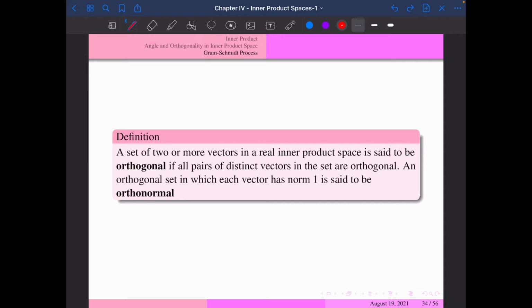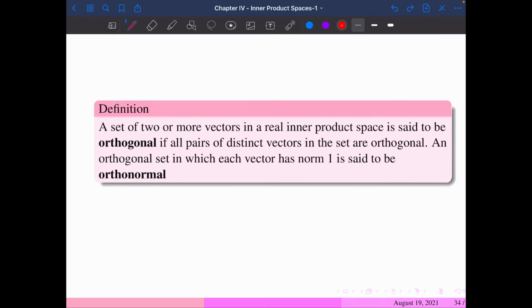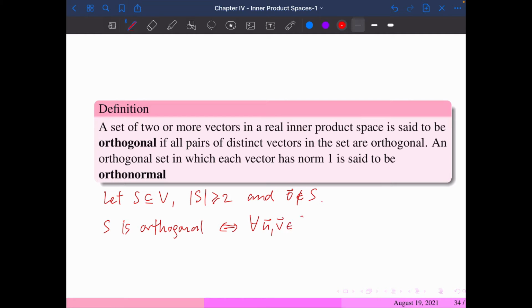If we write this down in math symbols, let S be a subset of a vector space V, with the number of elements greater than or equal to 2, and 0 is not an element of S. We can define that S is orthogonal if and only if for every pair of vectors u and v in S, the inner product of u and v is equal to 0.